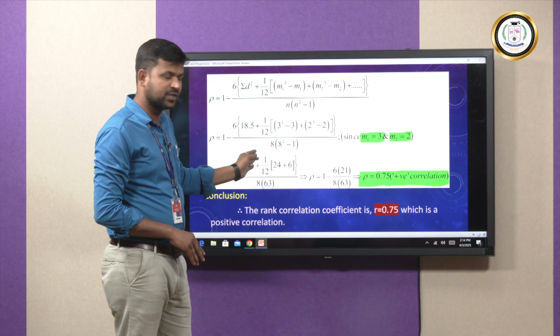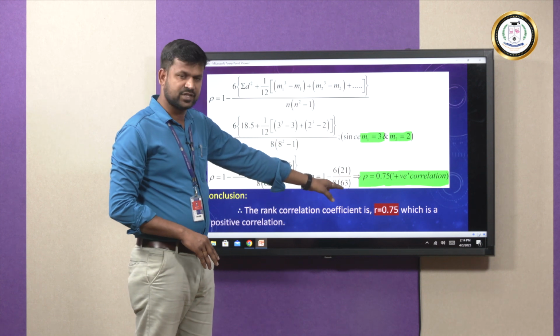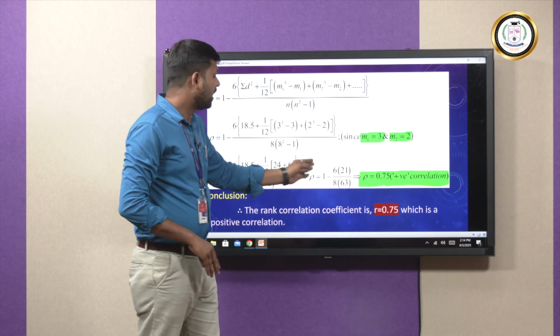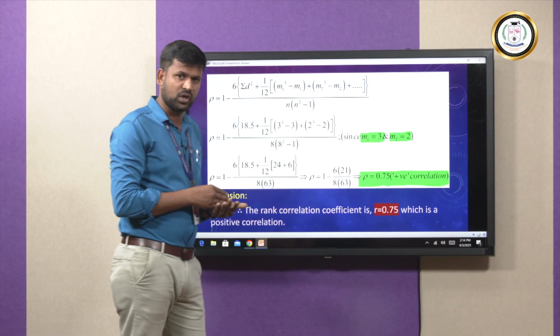We have the conclusion, that's nothing but rho equal to 1 minus 6 into 21 by 8 into 63. That will give the conclusion as a simplified result, rho equal to 0.75, which is also a positive correlation here.